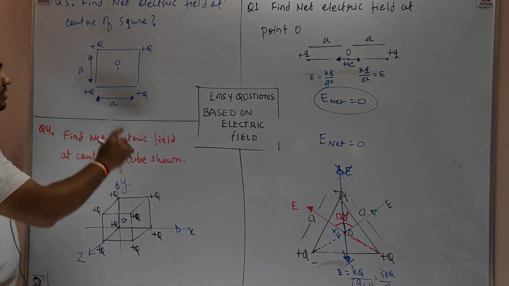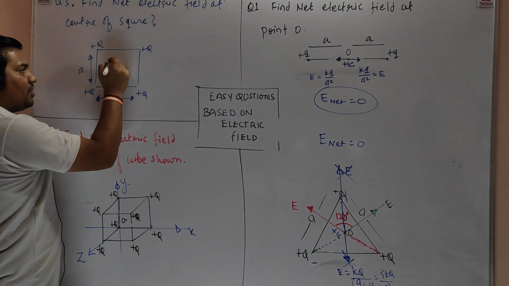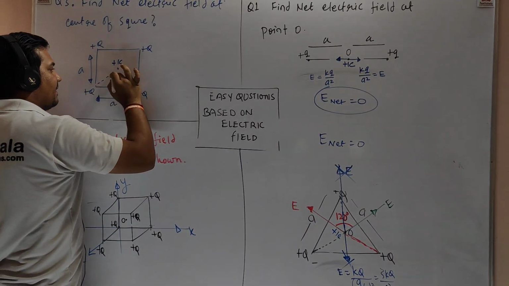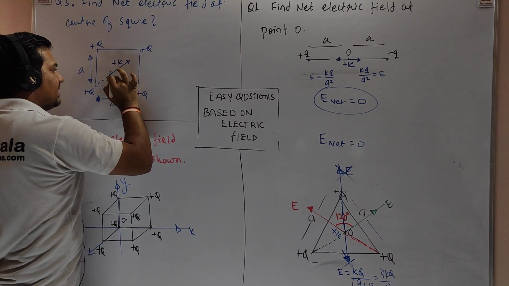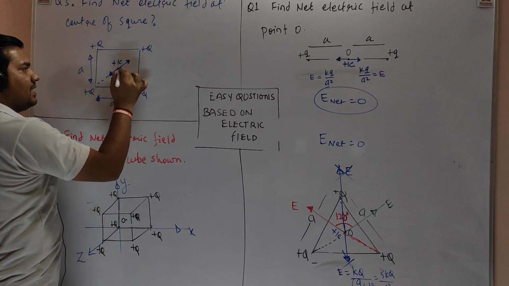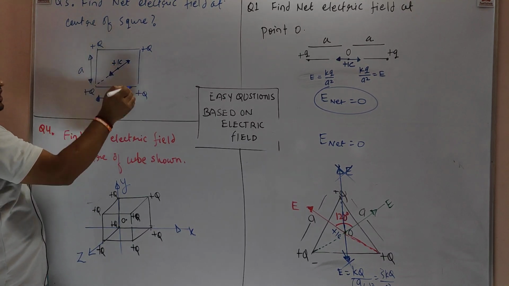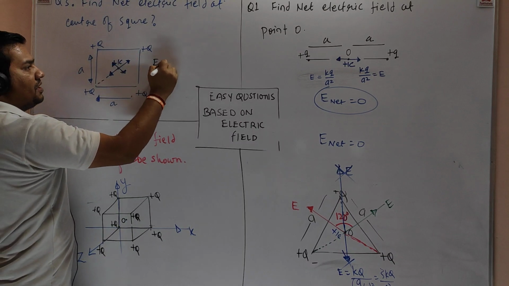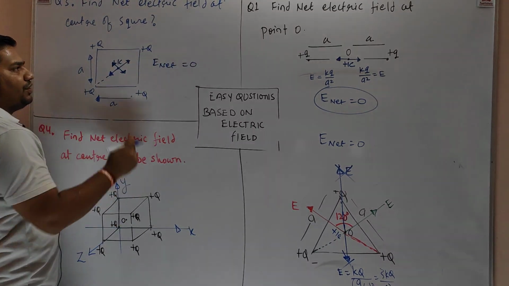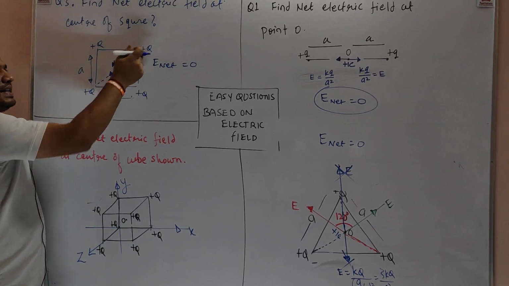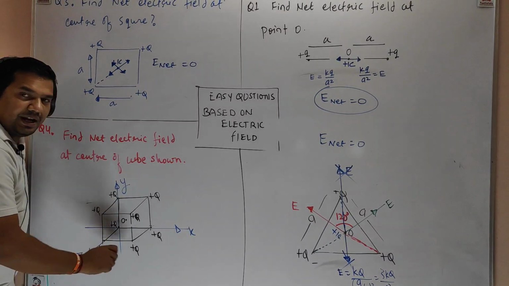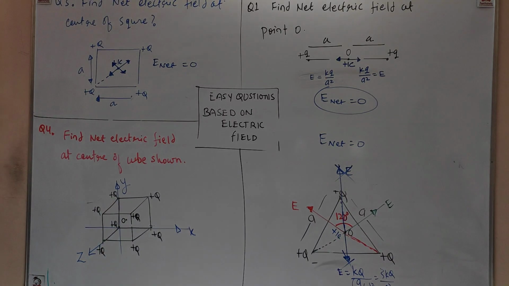Okay, now let's talk about this case. Assume a unit positive charge at the center, right? This will repel this side like this. These two will get cancelled, and the electric field of these two will get cancelled. So again the net electric field is 0, because these two will cancel each other's electric field and these two will cancel each other's electric field. In the same way here also, the electric field of each and every charge will get cancelled by each other.